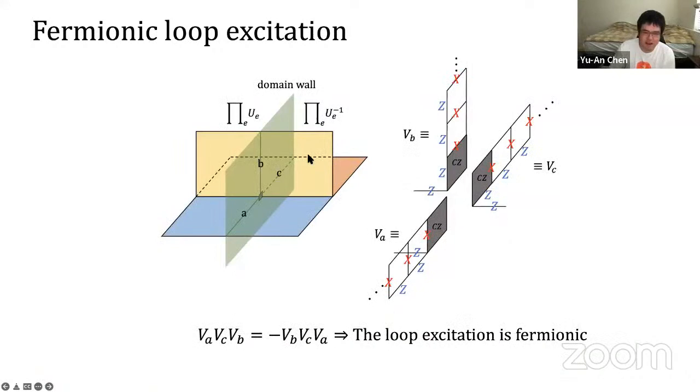So we consider three different regions, and I cut the domain wall along this green line. On the left, I only apply the UE.